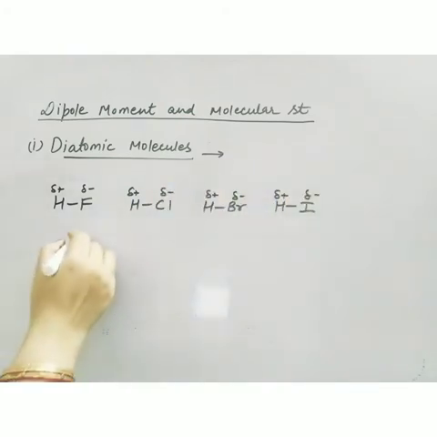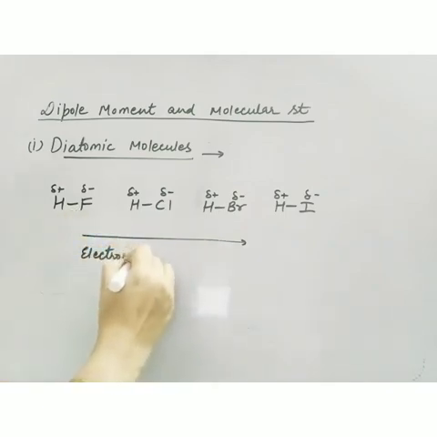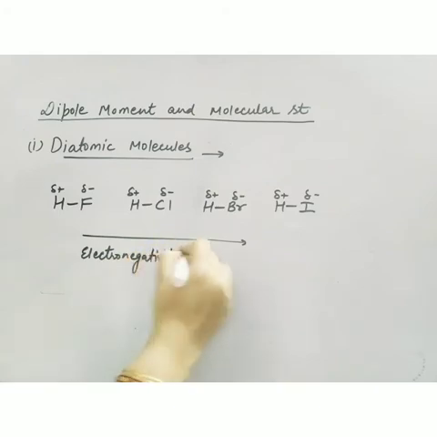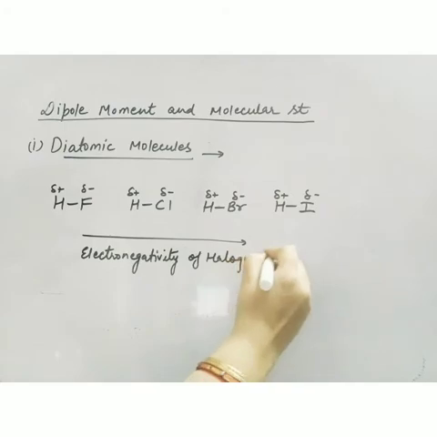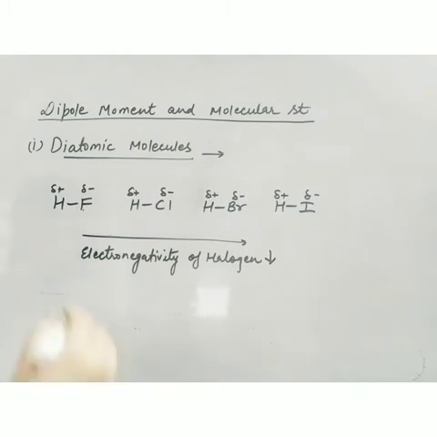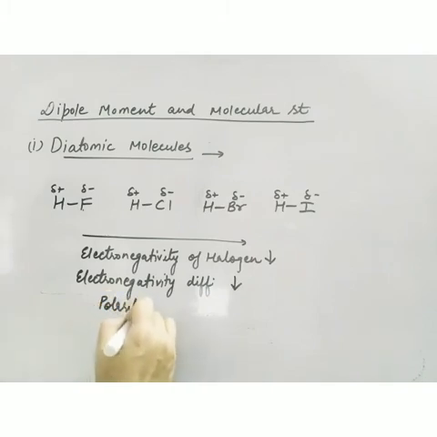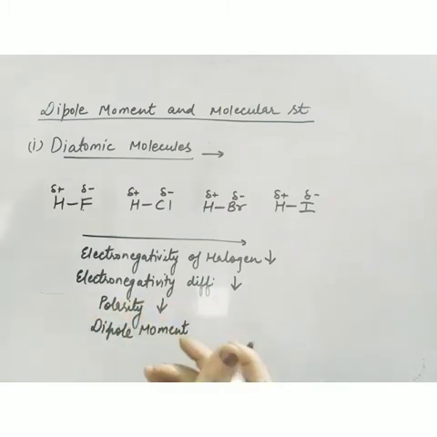Now from here to here what happens? Electronegativity of halogen decreases, because fluorine is most electronegative, iodine is least. So electronegativity of halogen will decrease, or we can say that electronegativity difference decreases. So polarity also decreases, or dipole moment. If we measure the dipole moment, we are not calculating it, but suppose if we measure the dipole moment, values will also decrease.